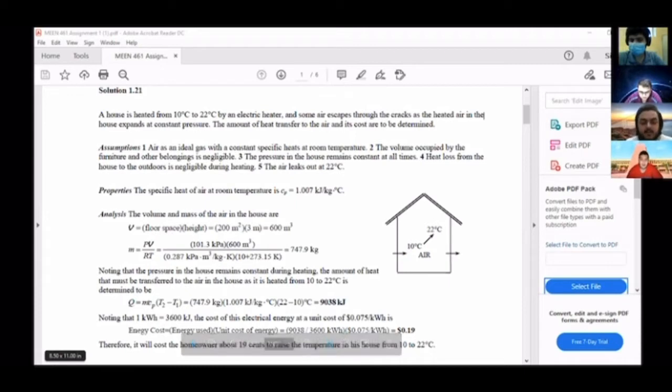Yes, go ahead, continue. Okay, so the last step is just to multiply the conversion factor by 1 over 3,600, because if we want to go from kilojoule to kilowatt hour, we just multiply by 1 over 3,600 and then multiplied by 0.075, and we get that for him to change the temperature of his house from 10 to 22, he's going to pay $0.19.